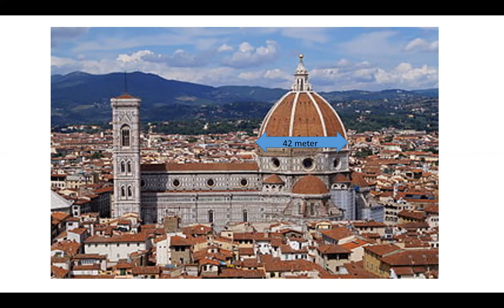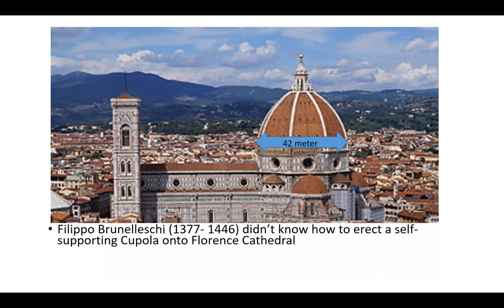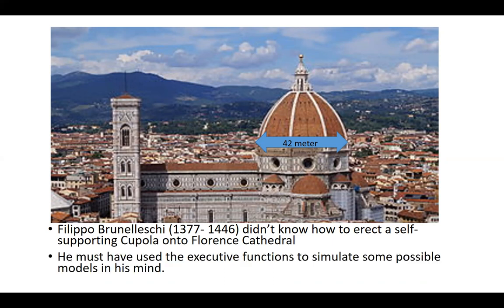But during the 1300s, you can see that the church is so much bigger than all the other buildings. So this must have been like the Apollo program in the US during the 1960s. I mean, it was an astonishing feat. And remember also that the church had no roof for 20 years because they couldn't find anyone who knew how to erect this self-supporting cupola. And of course, Filippo Brunelleschi didn't know how to erect a self-supporting cupola before he did it. He must have used the executive functions to simulate some possible models in his mind.